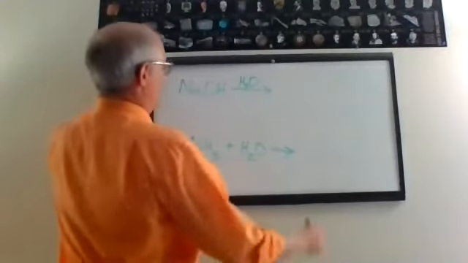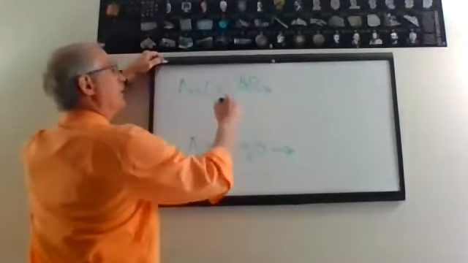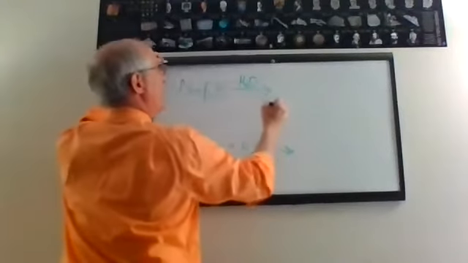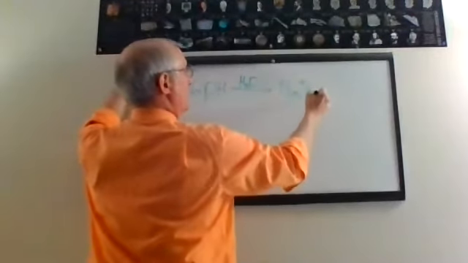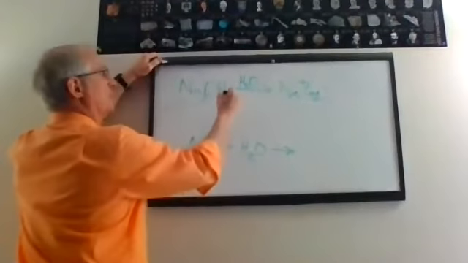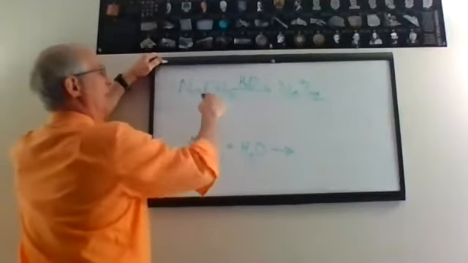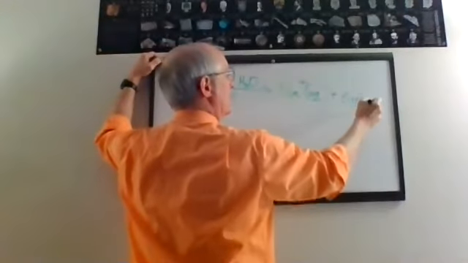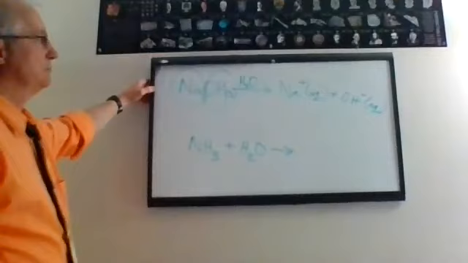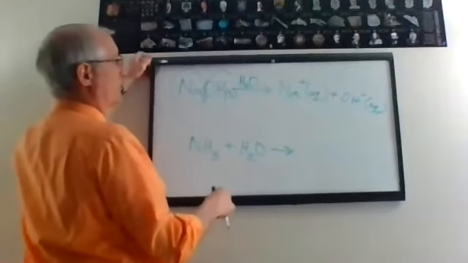Okay? And so here's what's going to happen. Up here, you're going to get your sodium ion. It's +1, floating around. This is a solid. And you're going to get your hydroxide ion. And it's floating around. Aqueous solution. Now this down here works differently.